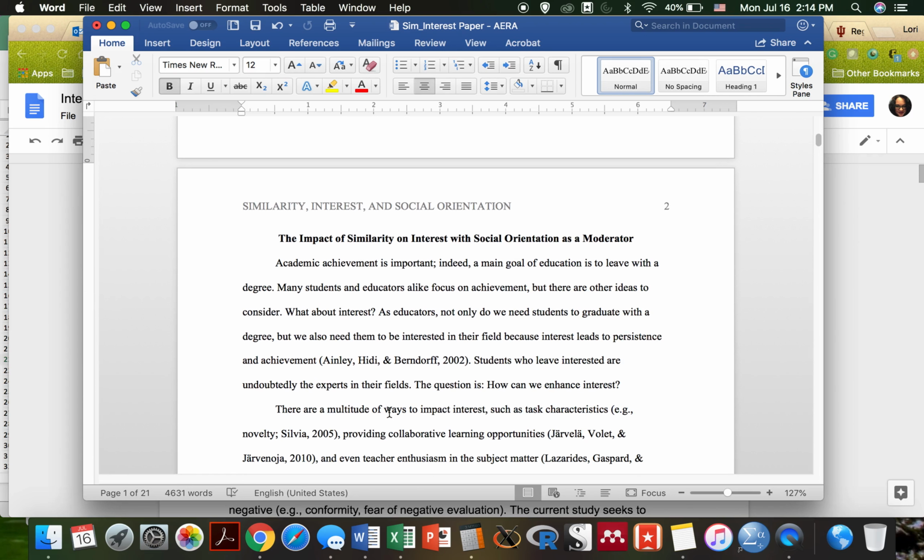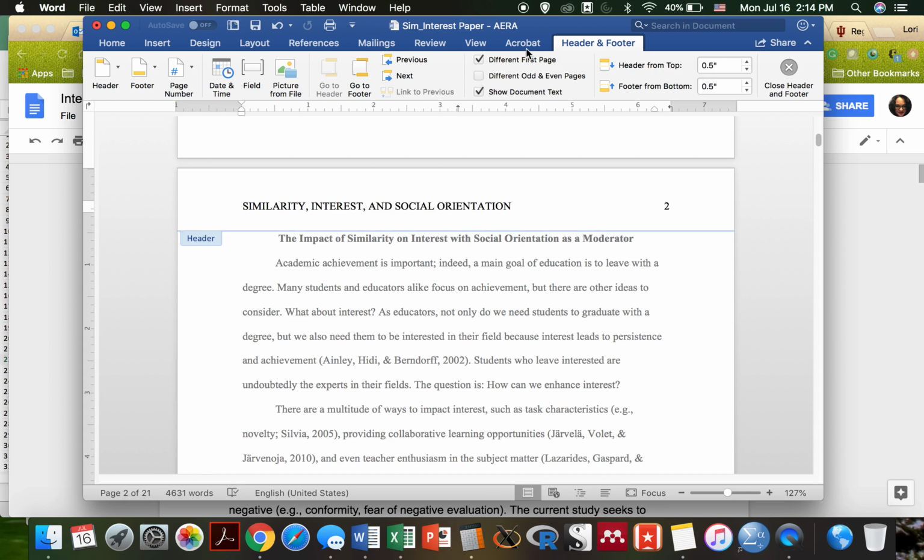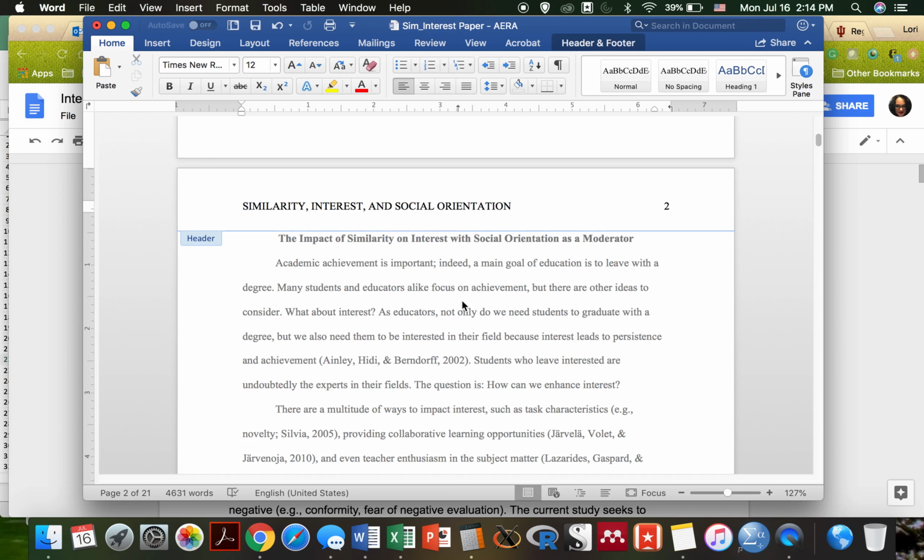Notice that on the second page, it no longer says running head. So when I go into the header footer, I had to make sure that I have different first page checked off here. All right. And also, this is something that a lot of people don't do, but you're supposed to.